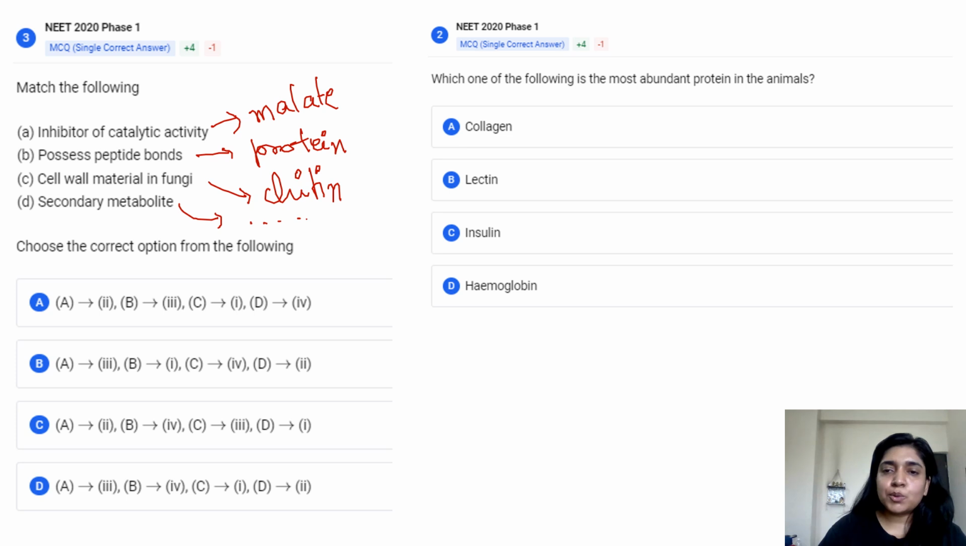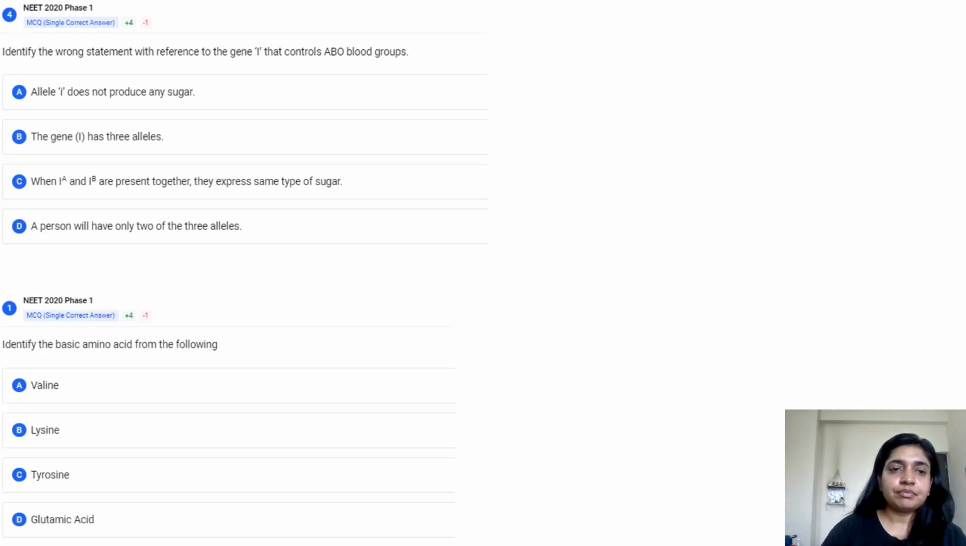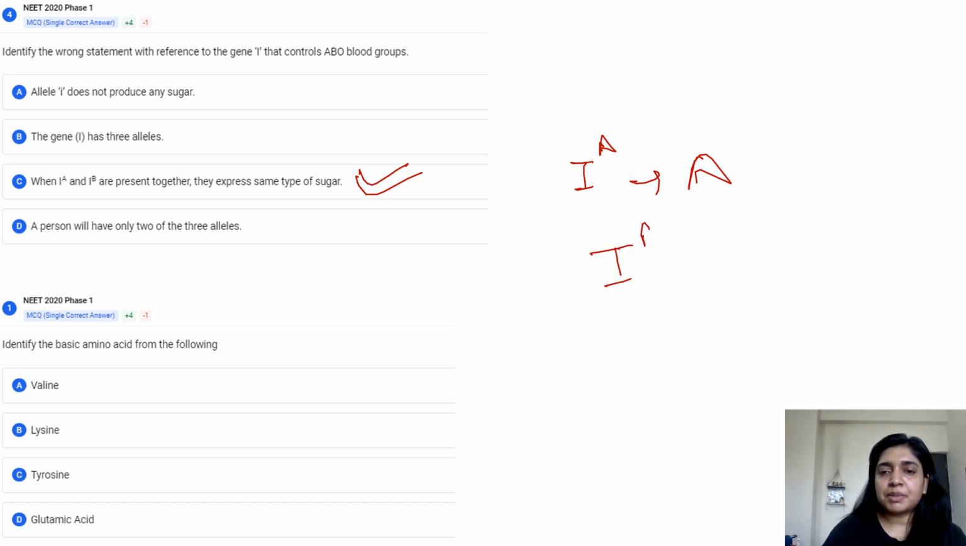Which one of the following is the most abundant protein in animals? Most abundant protein, collagen. Let's move ahead. Identify the wrong statements with reference to the gene I. Allele I does not produce any sugar. Gene I has 3 alleles. When IA and IB are present together, they express same. This is incorrect because IA expresses a different type of sugar and IB expresses a different type of sugar. They don't express the same type of sugar.